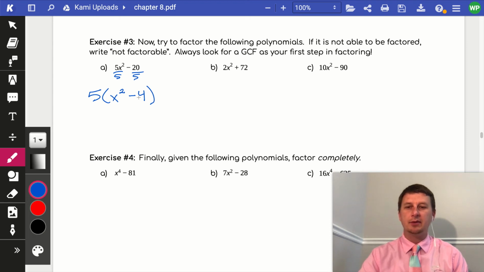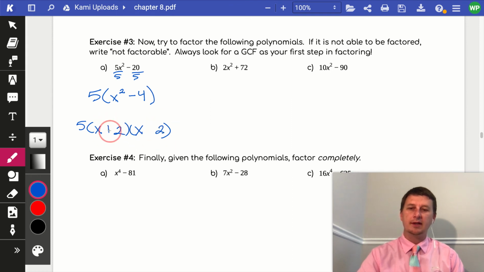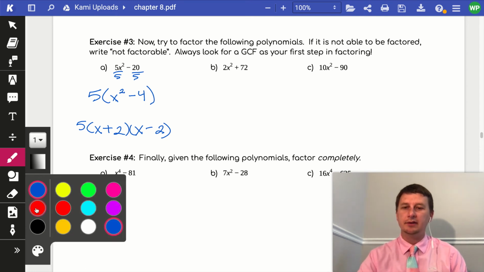So after we determine that there's no GCF, let's see. Is this a difference of two perfect squares? And your answer is yes, it is a difference of two perfect squares. So how we're going to factor that is we're going to put the square root of x squared in the front of each parenthesis. X times x gives you x squared. And the square root of 4 in the back of each parenthesis. 2 times 2 will be 4. We're going to separate those with a plus and a minus. And now we are factored completely.